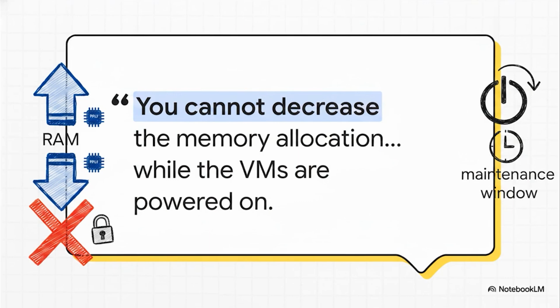This crucial point is summarized perfectly in a direct quote from the AHV administration guide. "You cannot decrease the memory allocation and the number of CPUs on your VMs while the VMs are powered on." Notice that word? Decrease. Increasing resources on the fly is totally fine. Scaling them back, that requires a maintenance window, for sure. If you see a scenario on the exam asking you to reduce a VM's memory on the fly to save resources, you know instantly, no way, that requires a power off.